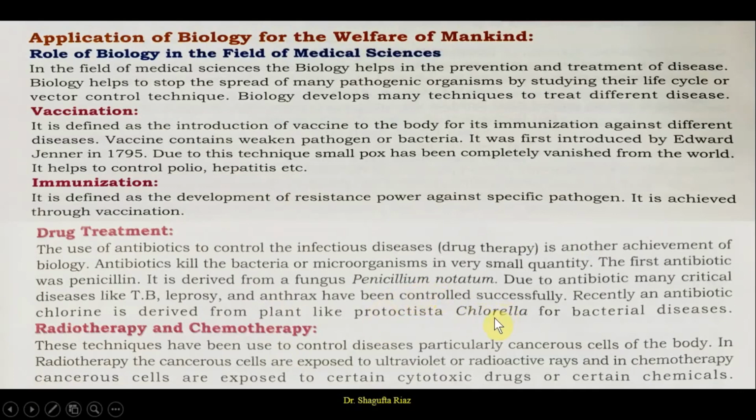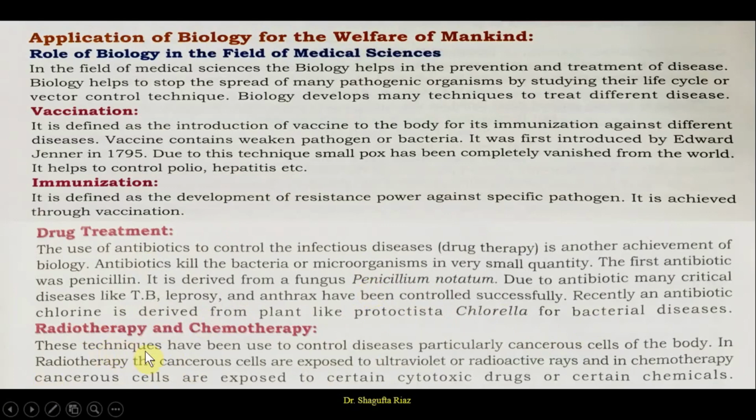Due to antibiotics, many critical diseases like TB, leprosy, anthrax have been controlled successfully. Previously, because of the absence of antibiotics, TB was a very common disease and it caused death in many humans, right? Recently, an antibiotic has been derived from a plant, which is for bacterial diseases.